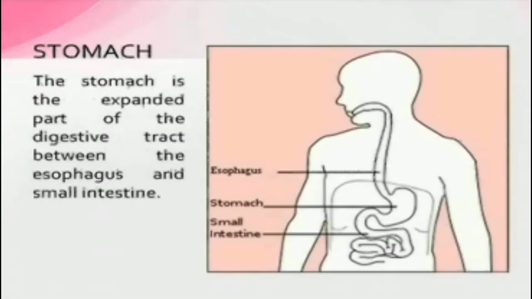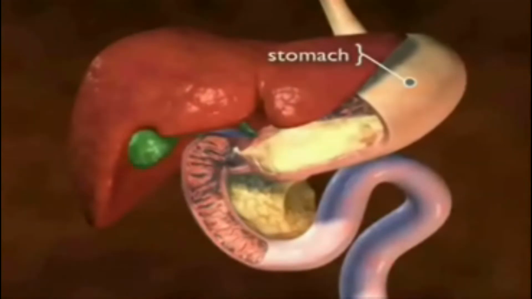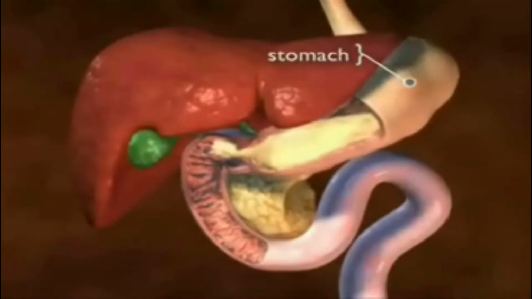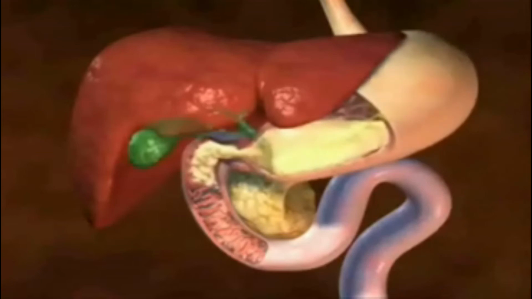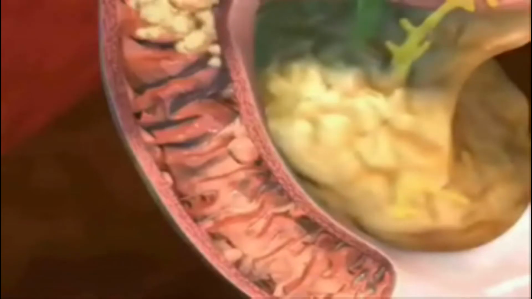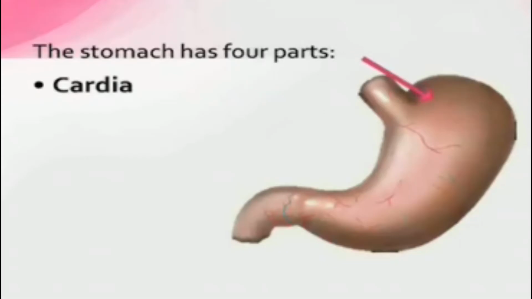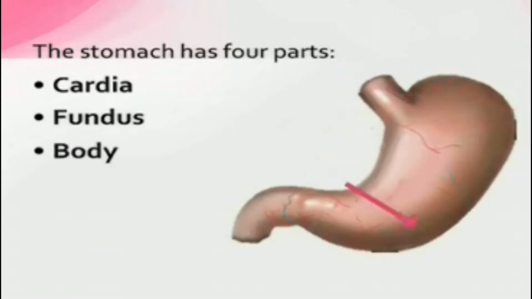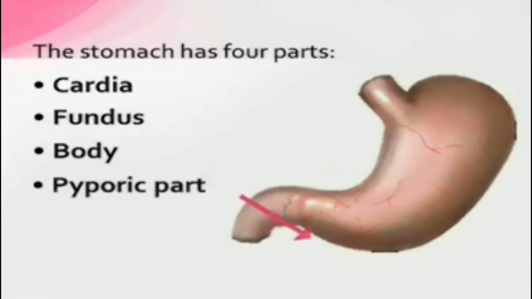The stomach is the expanded part of the digestive tract between the esophagus and small intestine. The stomach acts as a food blender and reservoir. Its chief function is enzymatic digestion. The gastric juice gradually converts a mass of food into the semi-liquid mixture chyme, which passes very quickly into the duodenum. The stomach consists of four parts: cardia, fundus, body of the stomach, and pyloric part.